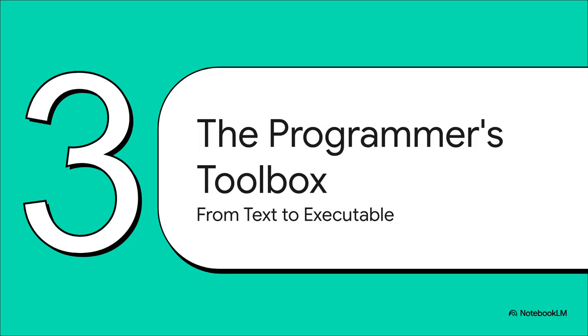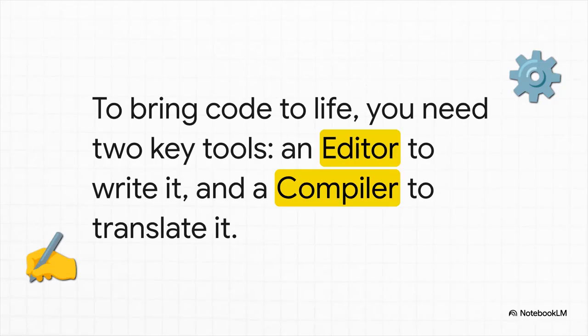Okay, so we've got our logic figured out, and we've written our C code in a text file. But how does that plain old text file become a program you can actually click on and run? Well, for that, you need a special set of tools. It really just boils down to two key things. First, you need an editor, which is just a special program for writing your code. And second, and this is the really important one, you need a compiler.